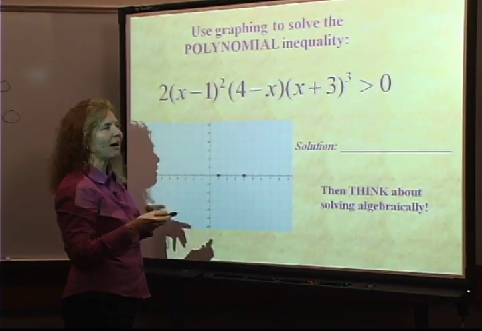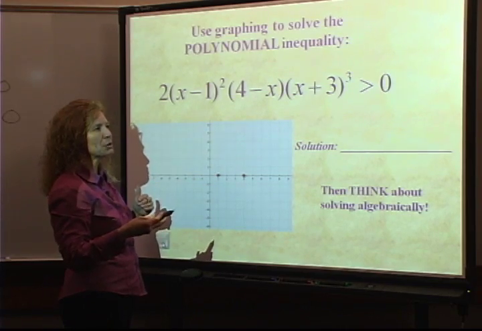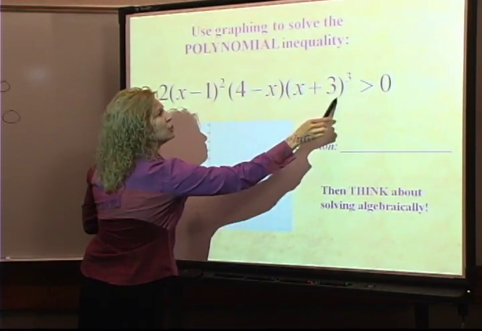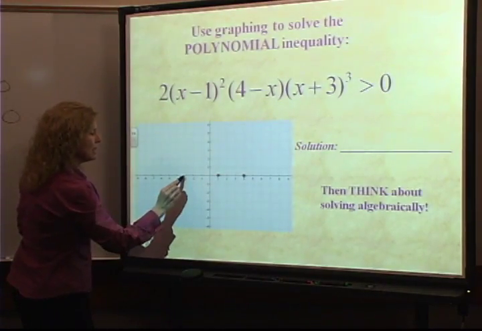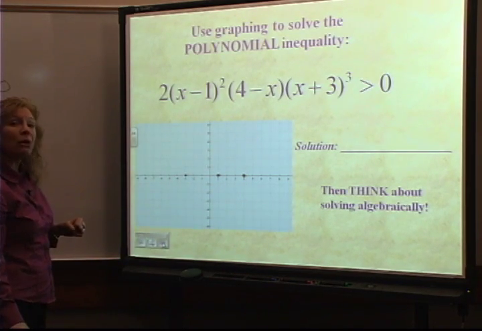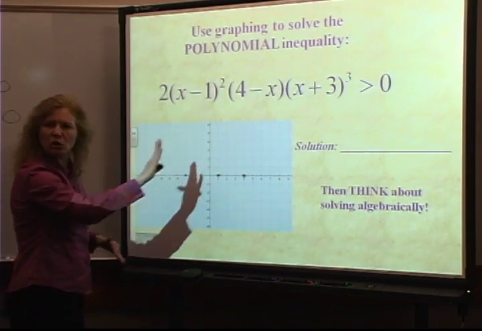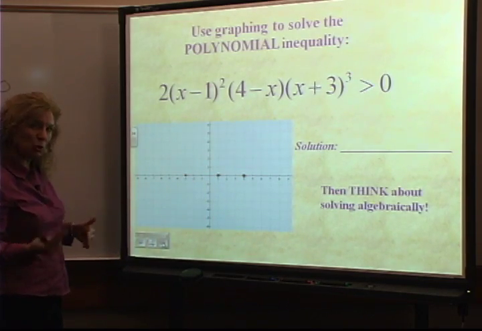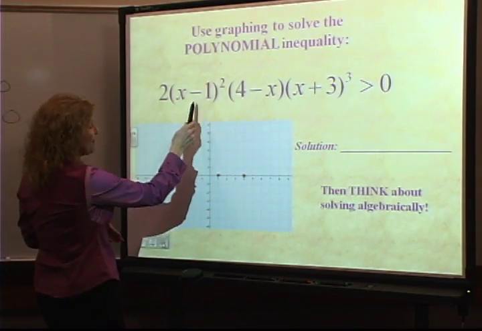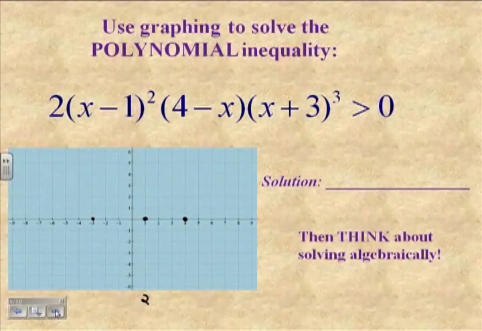Although isn't that kind of odd? It's written backwards of what we usually see. We'll come back to that. This factor is 0 when x is negative 3. Now, in order to figure out how I wind through there, I need to think of 2 more things. I need to think about multiplicities. This factor at 1 has a multiplicity of 2. This factor at 4 has a multiplicity of 1. And this factor at negative 3 has a multiplicity of 3.